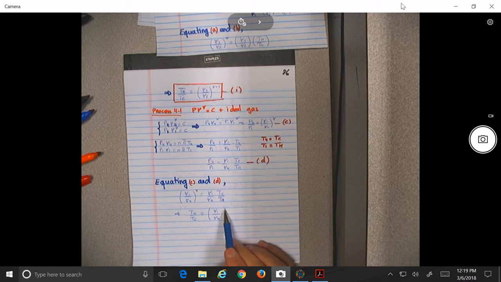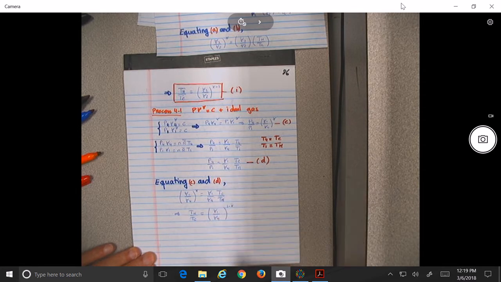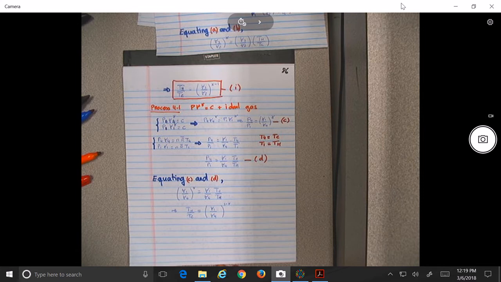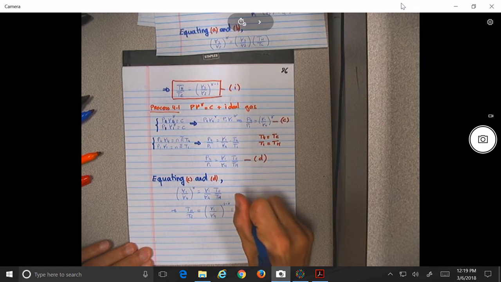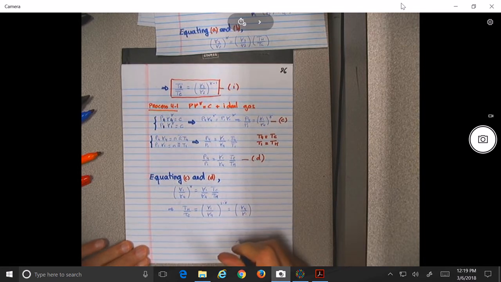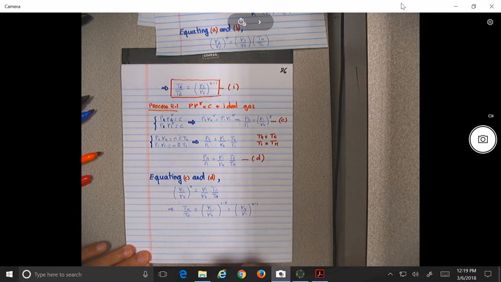So this will be equal to what if we do it this way? Here should be 1 minus gamma, which is not going to work too good. So it would be better to write what? V4 over V1, and that will be equal to what? Gamma minus 1.